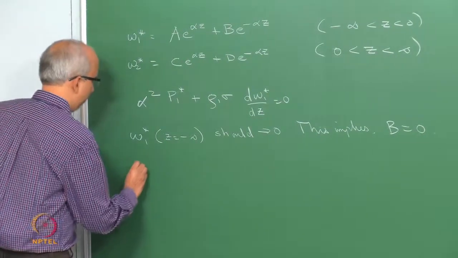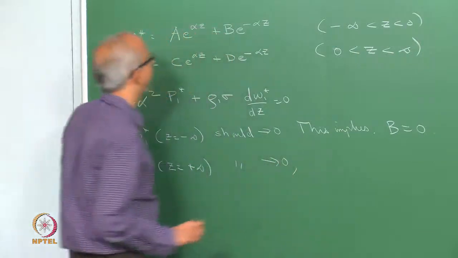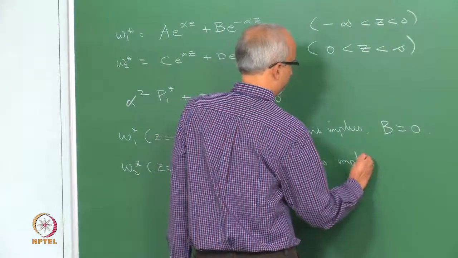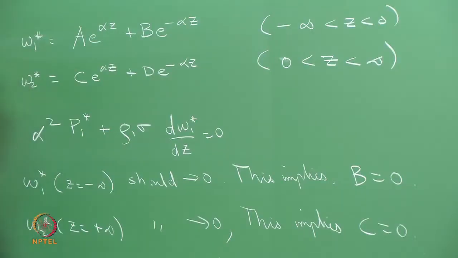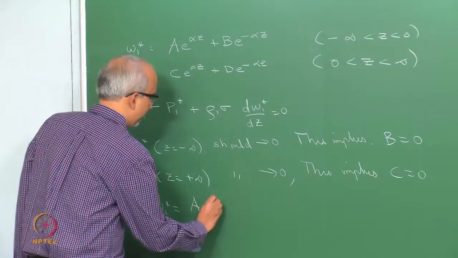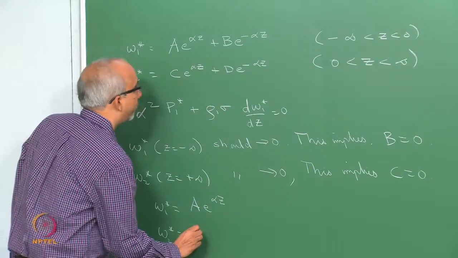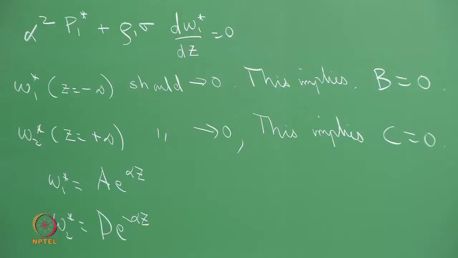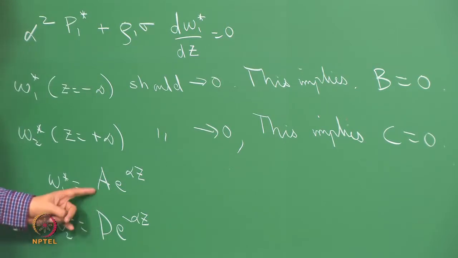okay. Similarly, W2 star at z equals plus infinity should tend to 0, and this implies C is 0, okay. So basically what this means is W1 star equals A e power alpha z, okay, and W2 star is D e power minus alpha z, okay. So I've used two boundary conditions to get rid of two constants. I still have two unknowns which I have to determine, the A and the D.